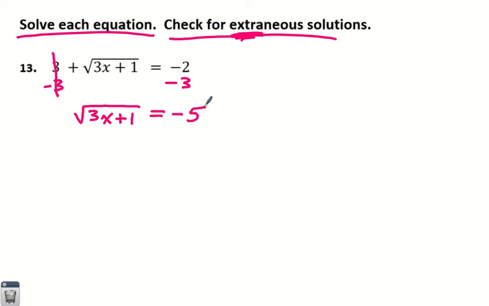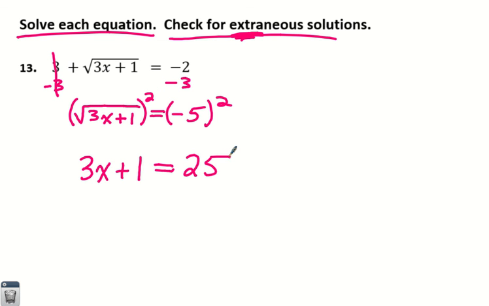And now we want to undo the square root. Think to yourself, what's the opposite of doing a square root? What can get rid of a square root? The answer is raising it to the power of 2. The power of 2 and the root will just cancel each other out, and you'll be left with just 3x plus 1, and the other side will become positive 25. And now this is something you've solved 1,000 times.